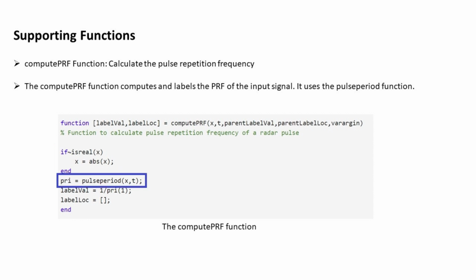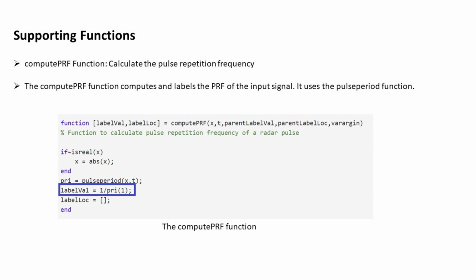PRI = pulsePeriod(x, t). This line calls a function named pulsePeriod, passing x and t as arguments. The function pulsePeriod, presumably defined elsewhere, calculates the pulse period, PRI, of the signal x. The pulse period is the time between consecutive pulses in the radar signal. The result is stored in the variable PRI. It is likely that PRI is an array containing multiple pulse periods, with PRI(1) representing the first pulse period.